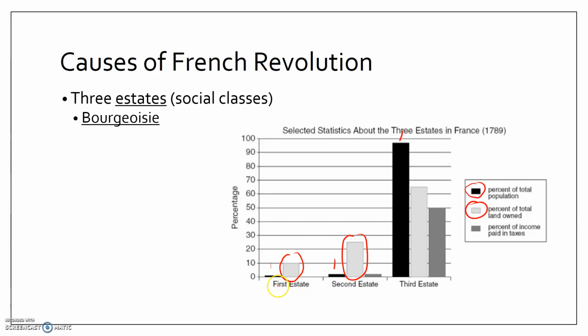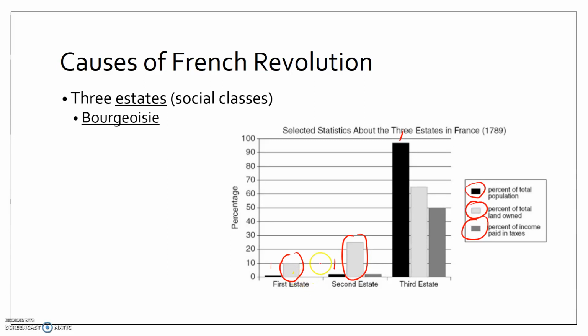The first estate is less than 1% of the total population, but they own 10% of the land. That's not good equity. Right? That's not fair. The third estate said, we make up almost the entire population. How is it that we don't have an overwhelming majority of the land? And another big issue that they had, look at this, percent of income paid in taxes.